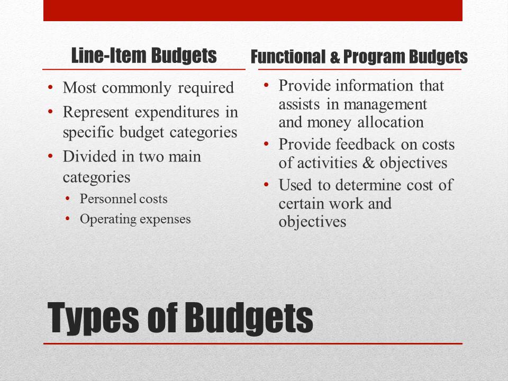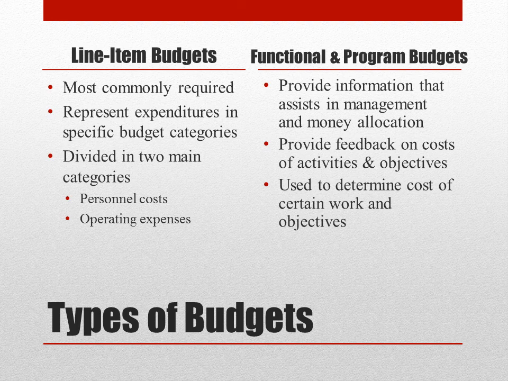There are different types of budgets: a line item budget, a functional budget, and a program budget. Line item budgets are the most commonly required budget when proposing a grant. They represent expenditures in specific budget categories, and each expenditure is itemized in the specific category. Two main categories are used in a budget proposal. These are the personnel costs and the operating expenses.